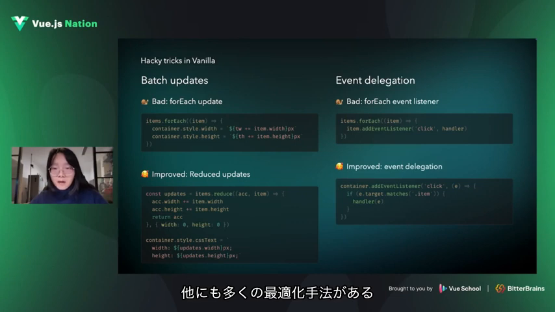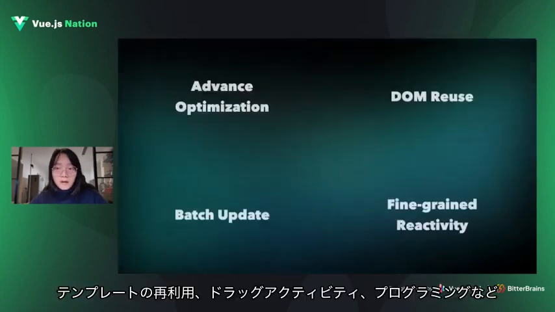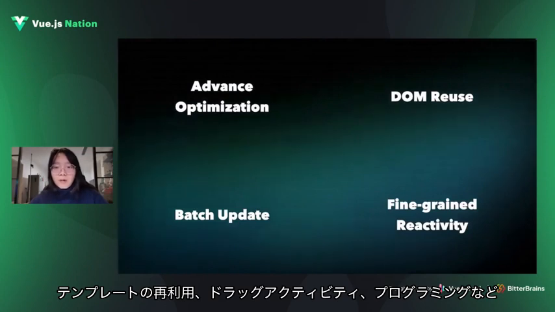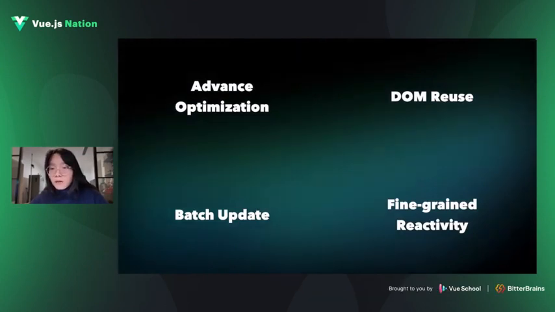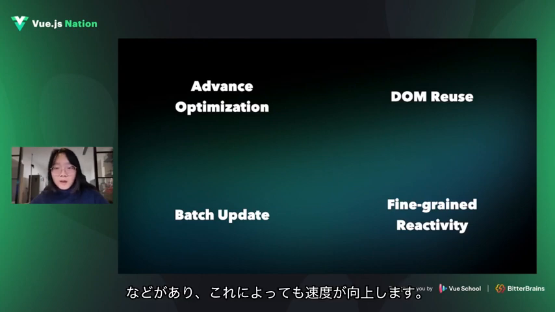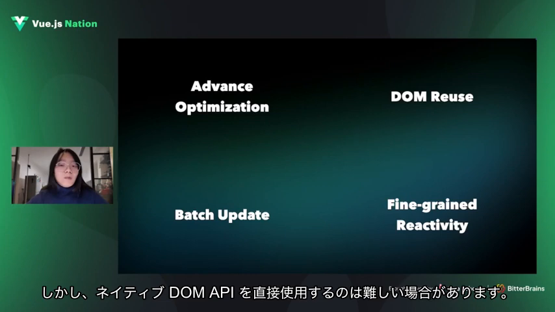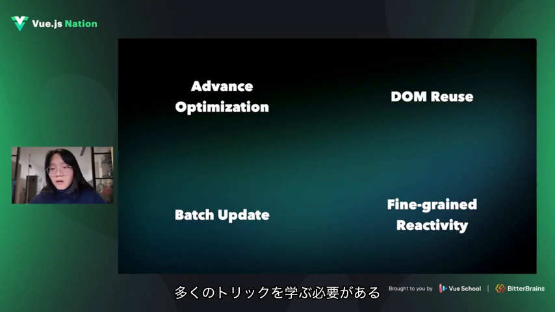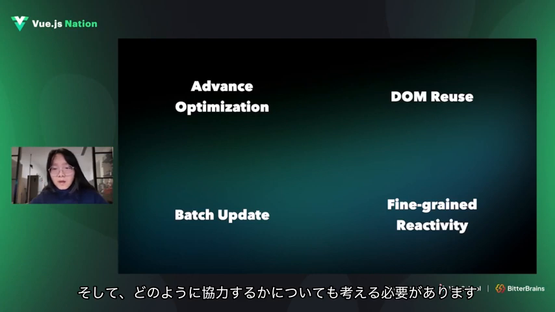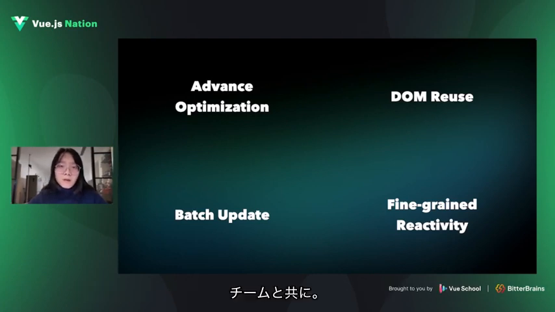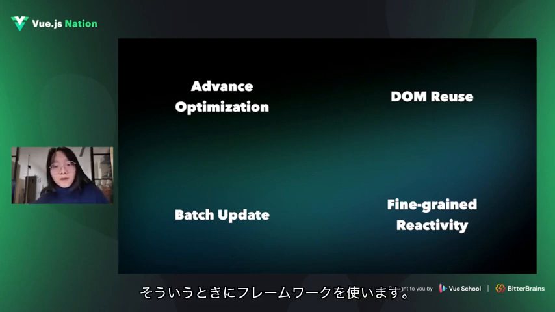There are many other optimization techniques, such as template reuse, reactivity programming, and so on, which can also speed it up. So we actually don't need a virtual DOM, right? But sometimes using native DOM APIs directly is hard. You need to learn many tricks, and you also need to think about how to work together with your team. That's when we use frameworks.